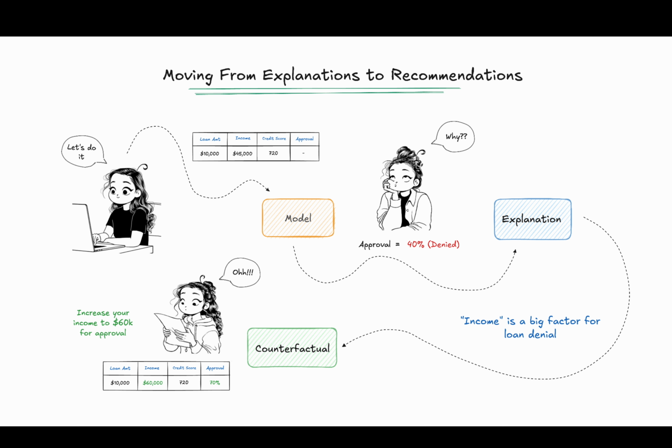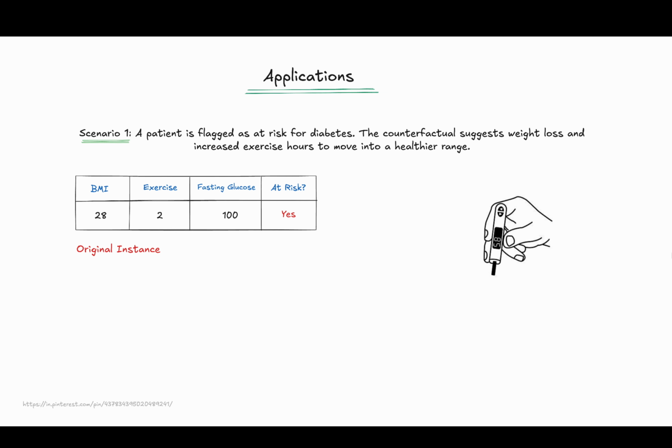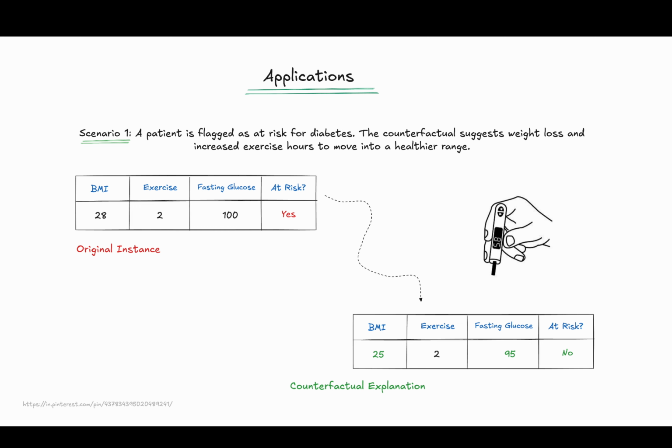So, for example, the model might say if you increase your income to $60,000, your approval probability will jump to 70%. So, counterfactuals take us from explanations to recommendations. Here's a healthcare example. The system flags a patient as at risk for diabetes with a BMI of 28 and fasting glucose of 100. But the counterfactual suggests that if the patient reduces their BMI to 25 and glucose to 95, then they're no longer at risk for diabetes.